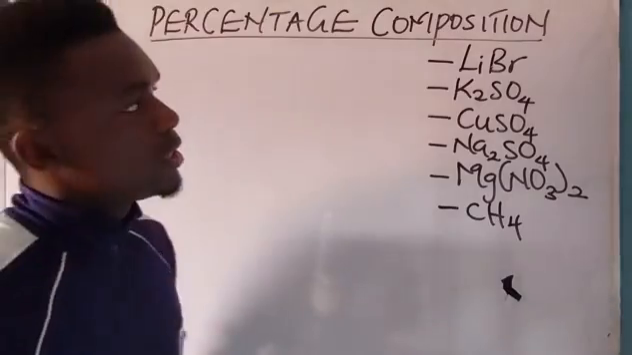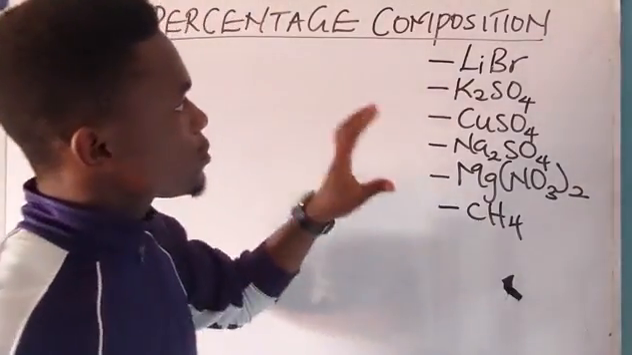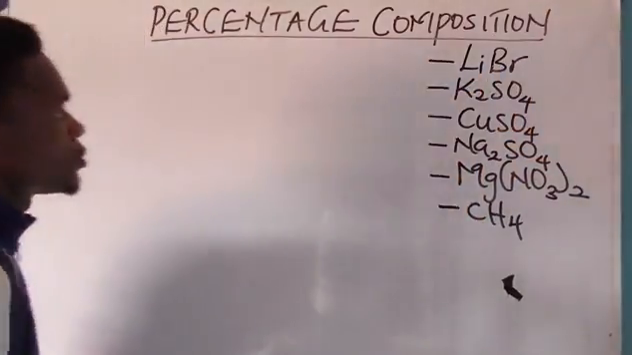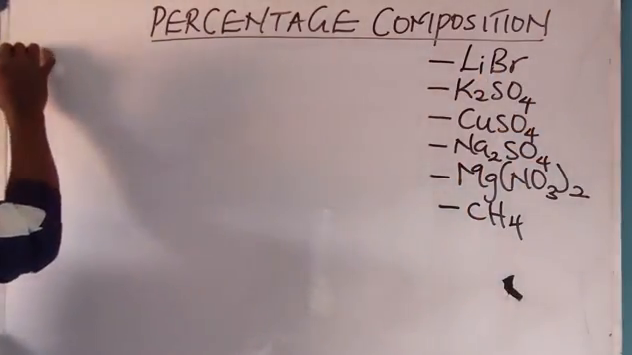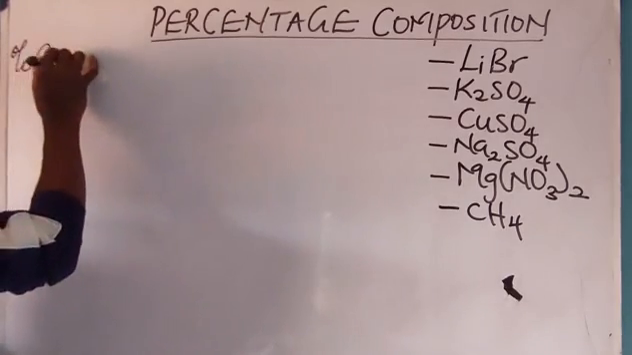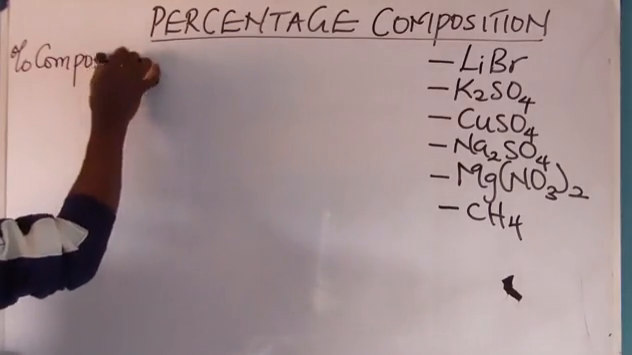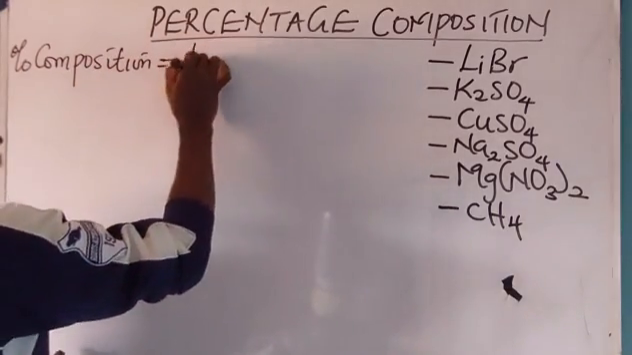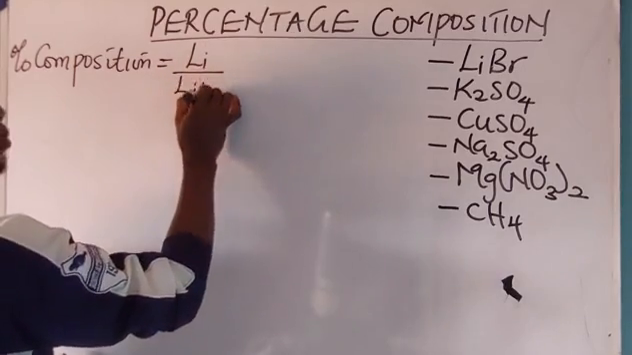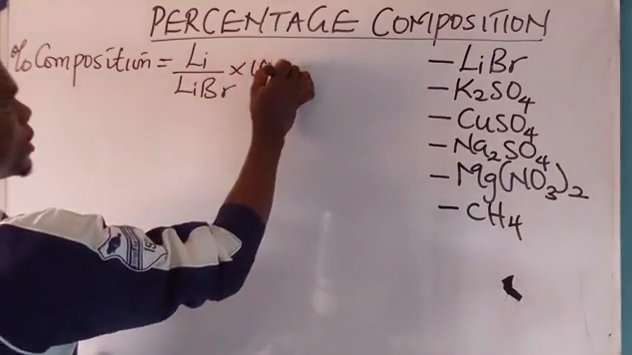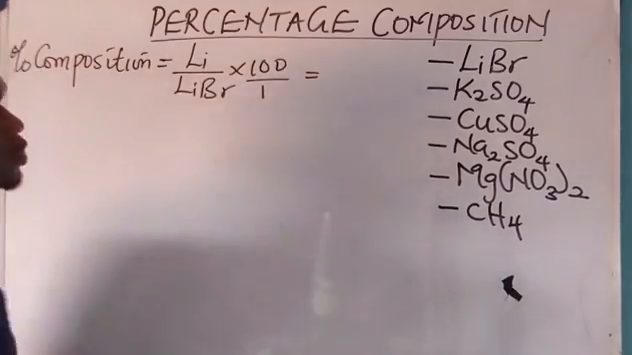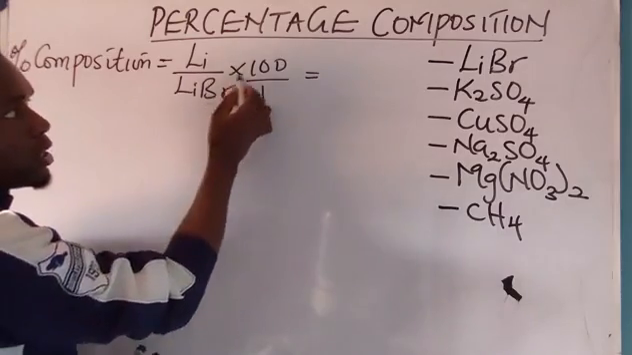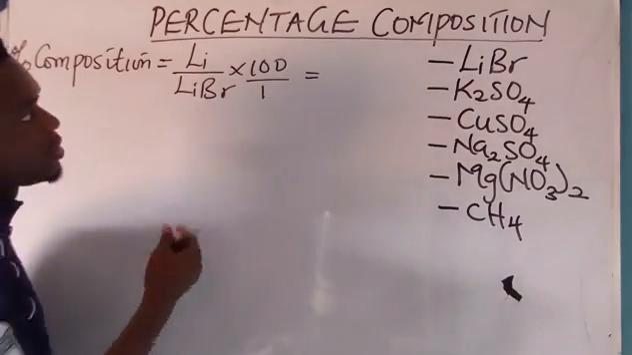To get the percentage composition of this compound, we have to solve for every element present in the compound. You now have percentage composition equals lithium over lithium bromide times 100 over 1. You see, it is the element over the total compound times 100 over 1, of course, percentage.